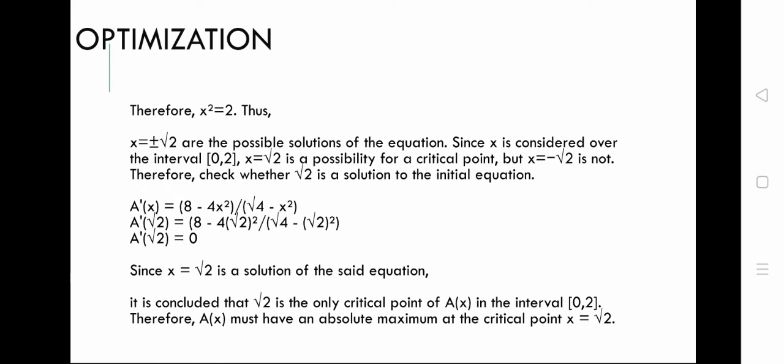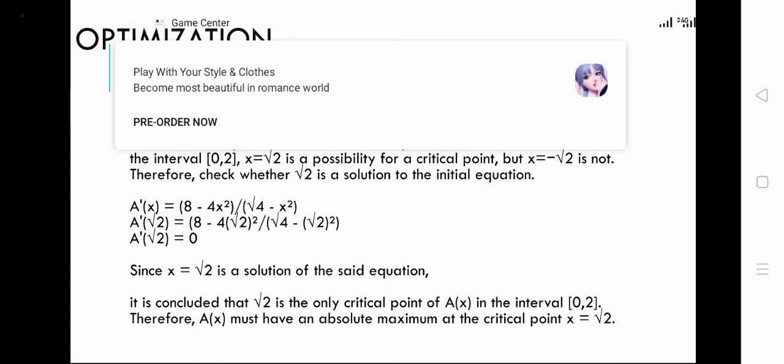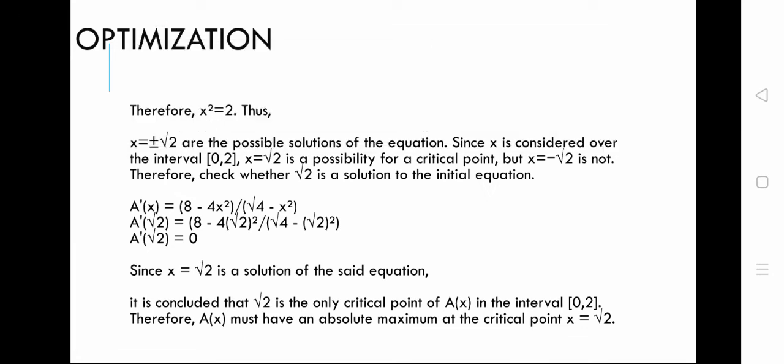Therefore, x squared is equal to 2. Thus, the possible solutions of the equation are x equals plus or minus the square root of 2. However, since x is considered over the closed interval 0 to 2, x equals the square root of 2 is a possibility for a critical point. The point negative square root of 2 is not, because we do not need a negative value. So, we disregard negative square root of 2.